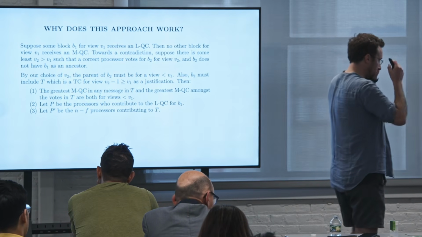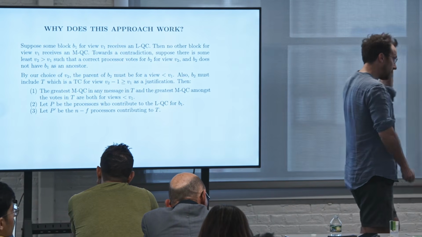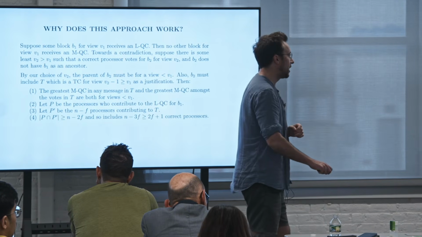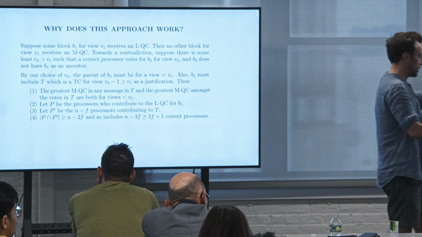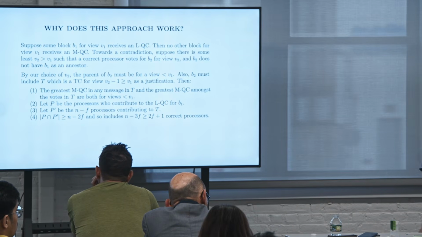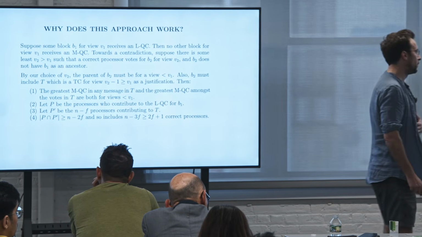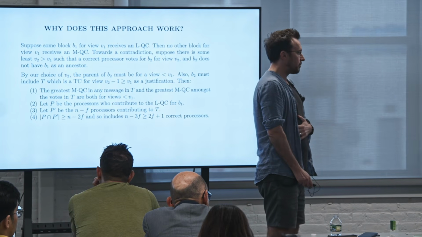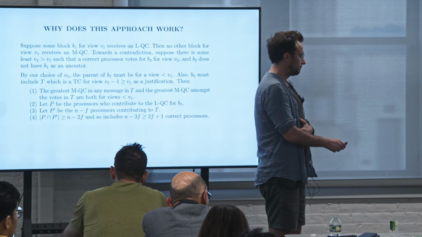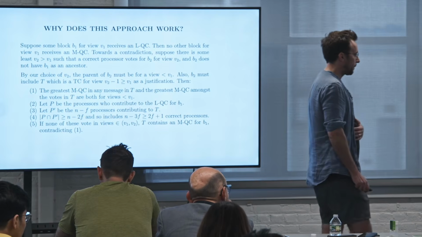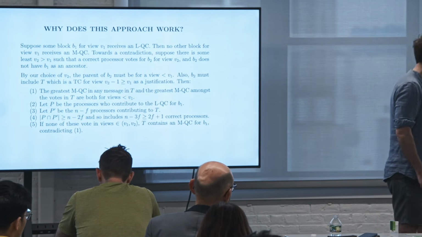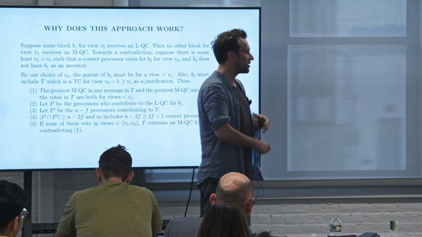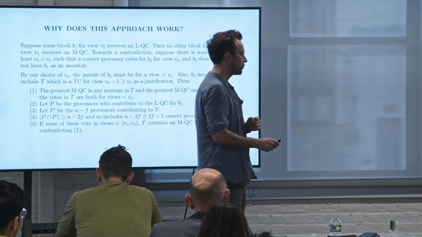Let P be the processors who contribute to the QC for B1. Let P prime be the N minus F processors contributing to the TC. Now, because N is greater than 5F plus 1, this is an intersection of size greater than N minus 2F, and so it includes at least N minus 3F, greater than 2F plus 1, correct processors. So first case: if none of these vote in the interim views, then T contains an MQC for B1 amongst its votes. That contradicts 1.